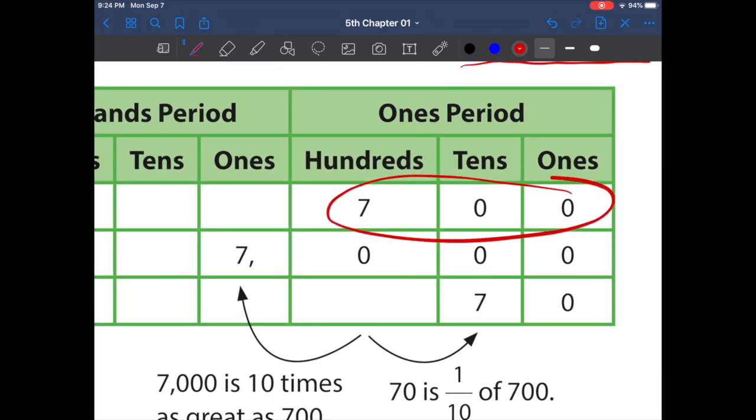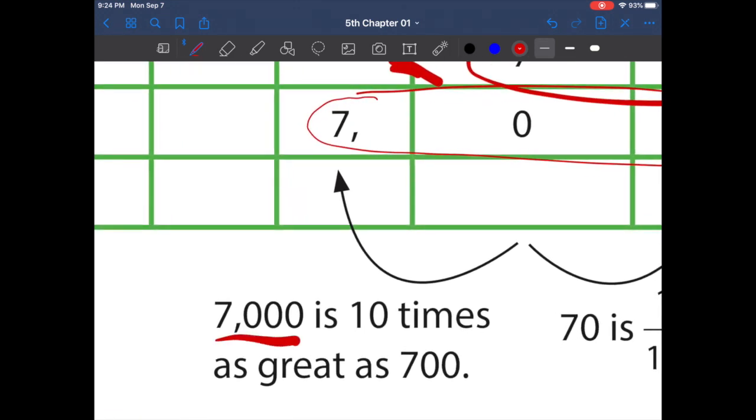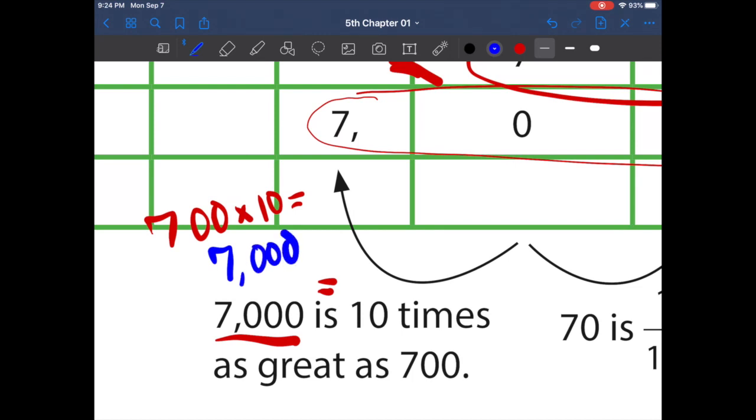So if we have 700 and then we went to 7,000, right? 7,000 is a lot bigger than 700. How many times is 7,000 bigger than 700? Well, the word is means equals, so 7,000 is 10 times as great as 700. Because if we did 700 times 10, we would get 7,000. That's why 7,000 is 10 times as great as 700.